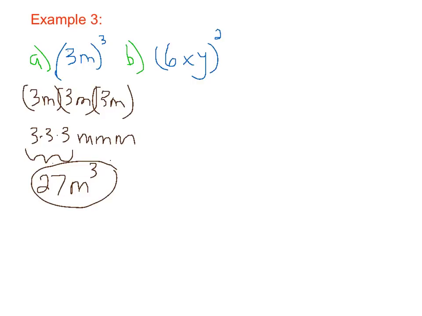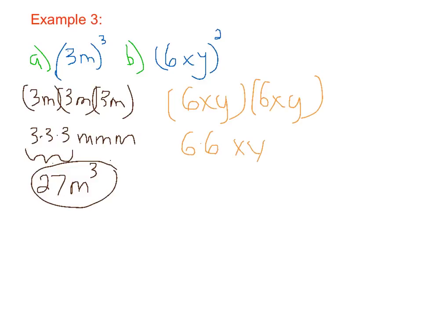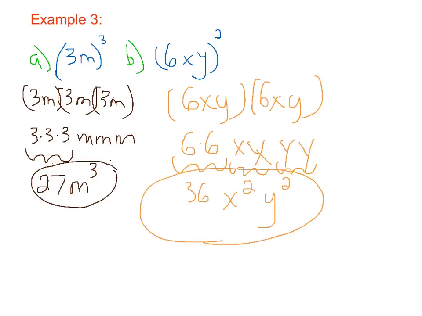This here, we got 6xy inside the parentheses, and we got it squared, so we got to do 6xy times 6xy. If we group this so all the like things are together, we have 6 times 6, x times x, and then y times y. So when you put this together, 6 times 6 is 36, x times x is x squared, and y times y is y squared. So there's a simplified version.